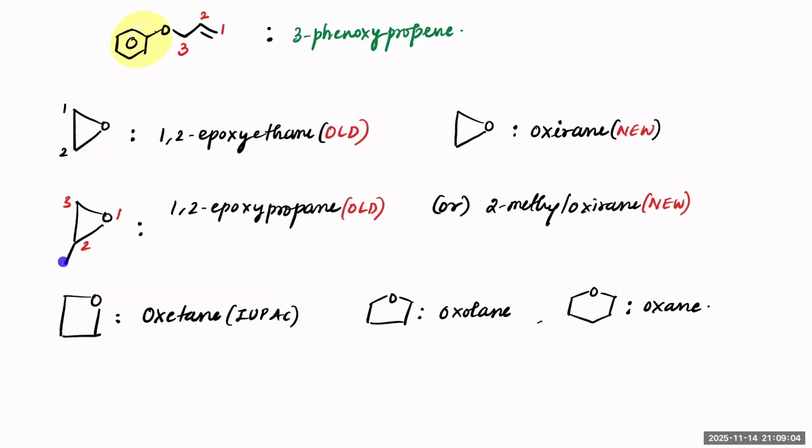Same way here, this is 1, 2, 3, correct? So according to old IUPAC, it should have been 1, 2, 3, which is propane with a connection of 1, 2. I have to write the IUPAC name correctly. See, 1, 2, 3. So we have to write this as 1, 2 epoxy propane. This is the old IUPAC name.